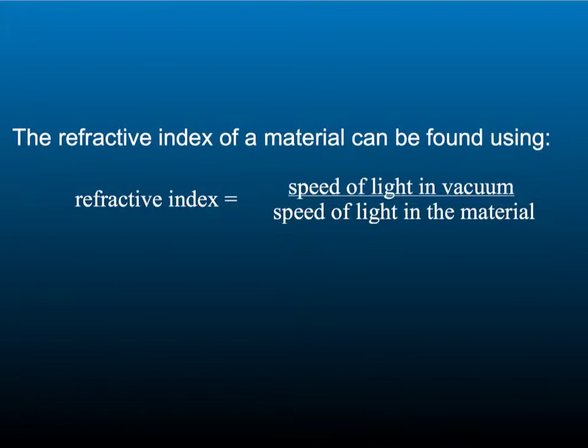The refractive index of a material can be found using this equation. Refractive index equals the speed of light in a vacuum divided by the speed of light in the material. The refractive index does not have any units. This is because the speed of light in a vacuum is metres per second and the speed of light in the material is metres per second. Therefore, these two units cancel out, leaving this quantity unitless.